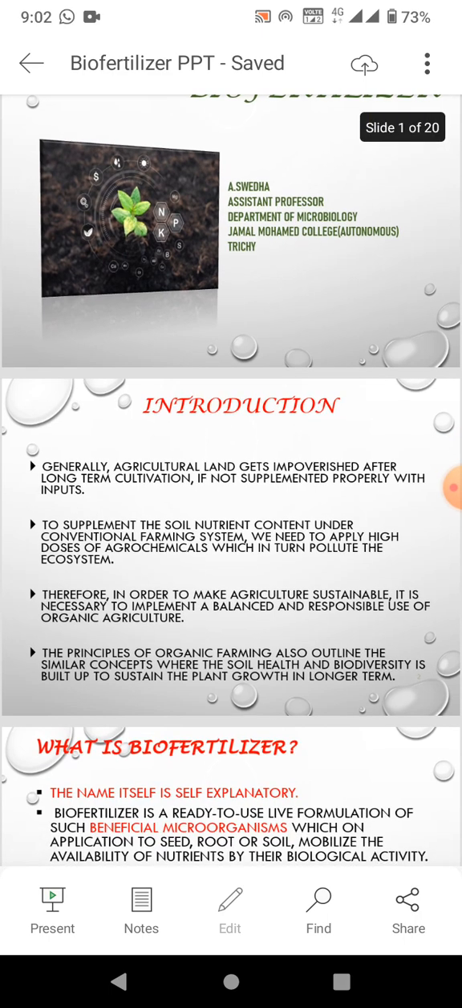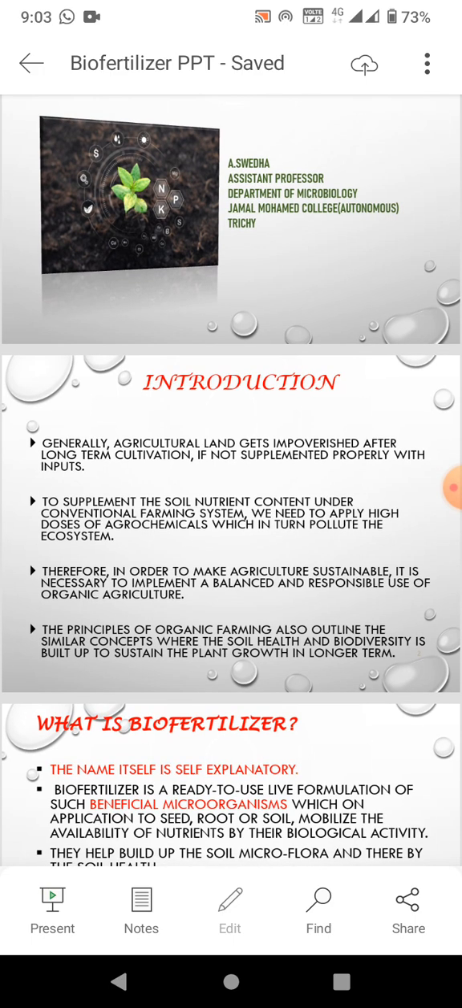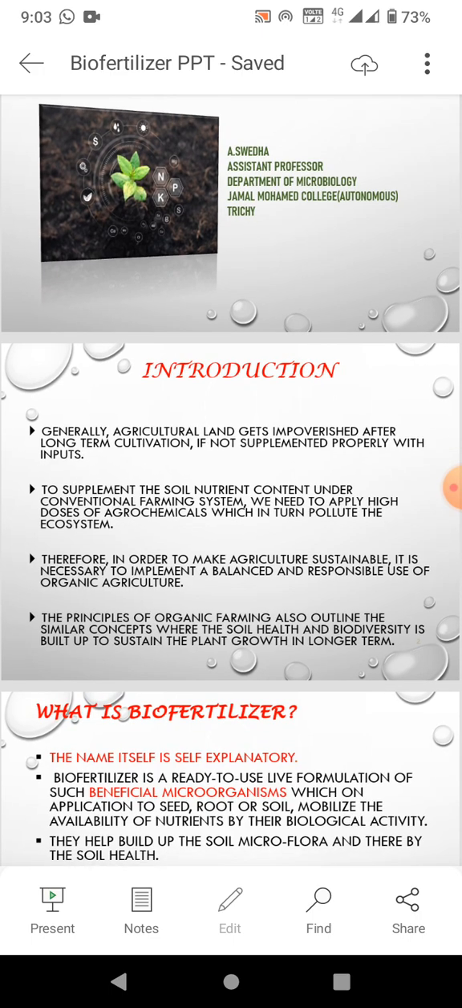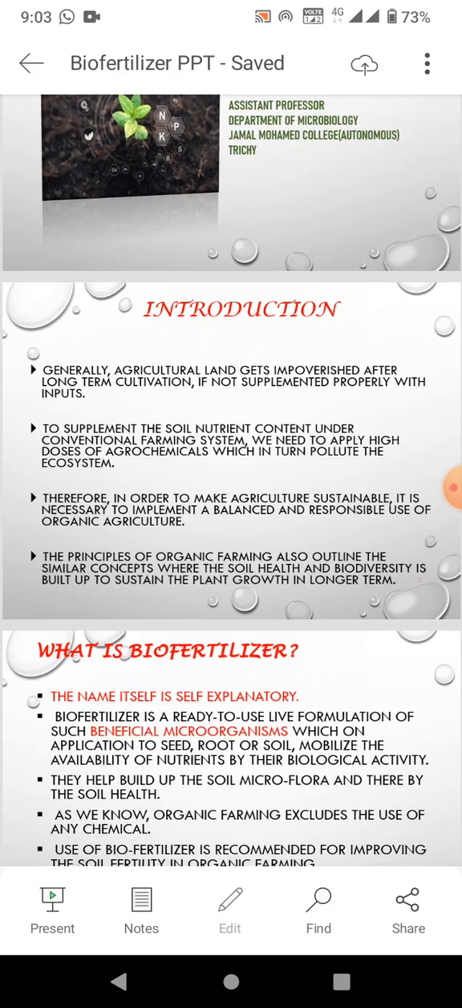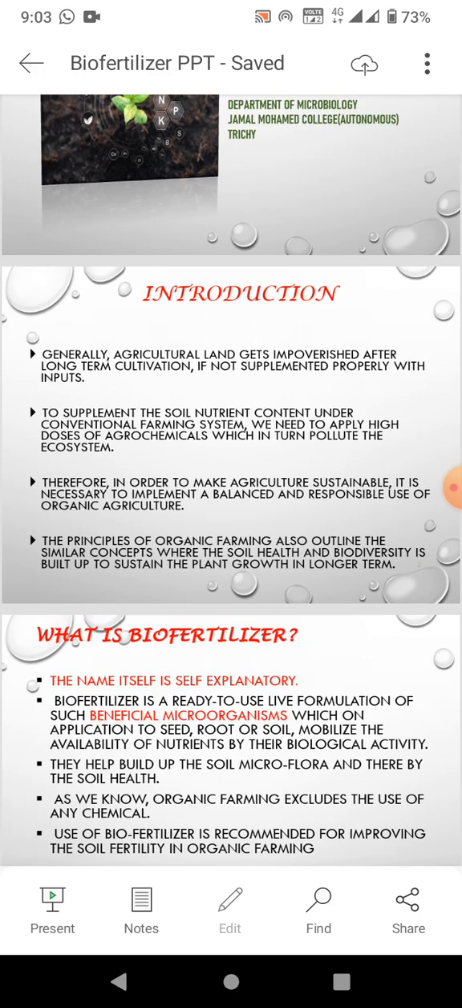To supplement the soil nutrient content under conventional farming systems, we need to apply high doses of agrochemicals, which in turn pollute the ecosystem. Therefore, in order to make agriculture sustainable, it is necessary to implement a balanced and responsible use of organic agriculture. The principles of organic farming also outline a similar concept, where soil health and biodiversity are built up to sustain plant growth in the longer term.